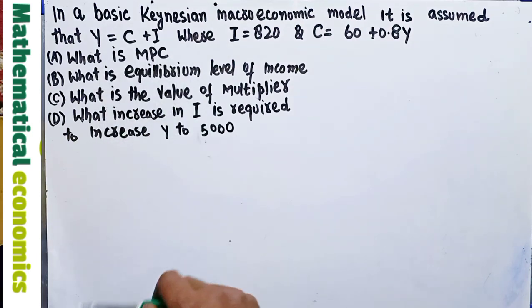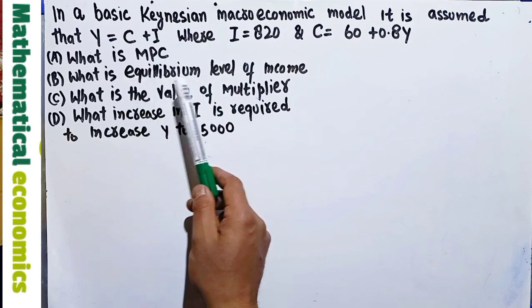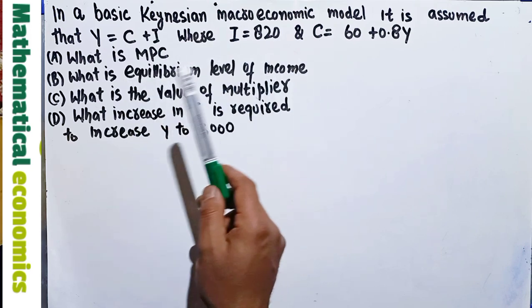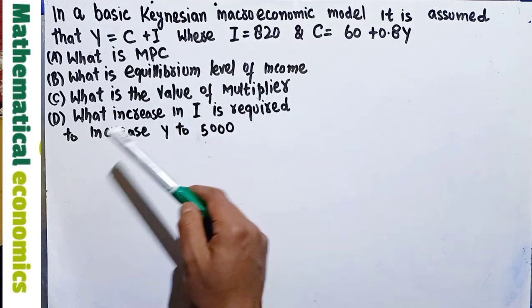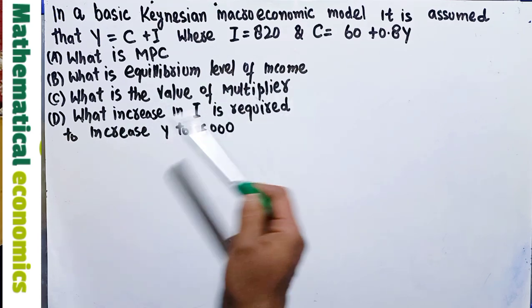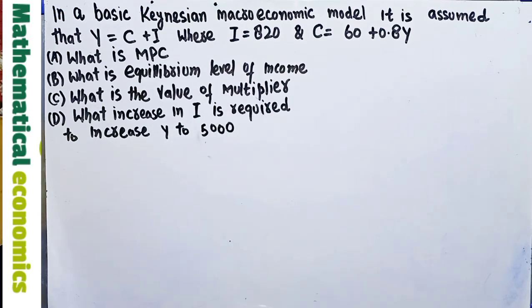We have to find the value of the marginal propensity to consume first, then the equilibrium level of income. We are also told to find the value of the multiplier and what increase in the investment is required to increase the income to 5,000. Okay, let's solve it one by one.